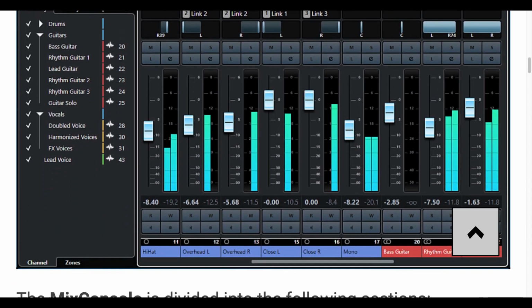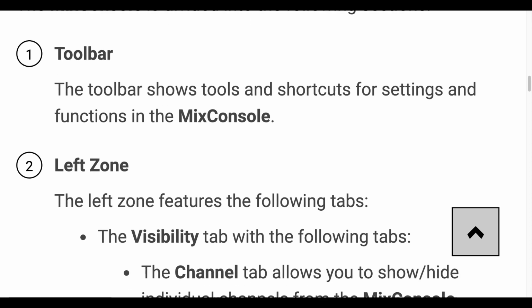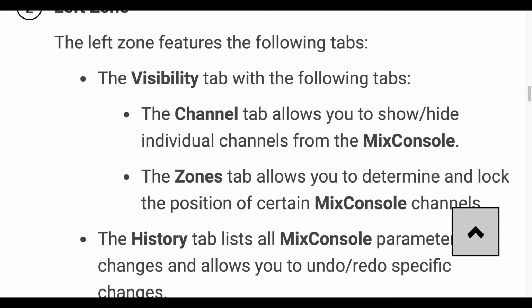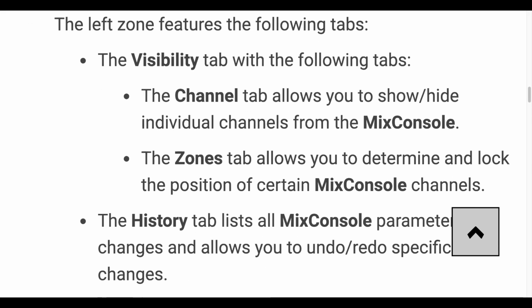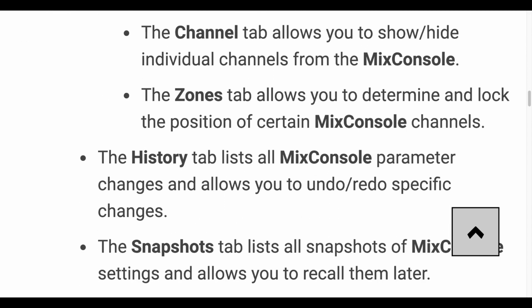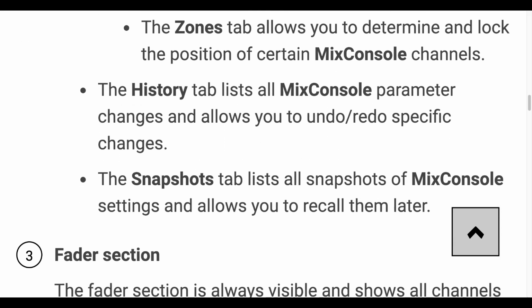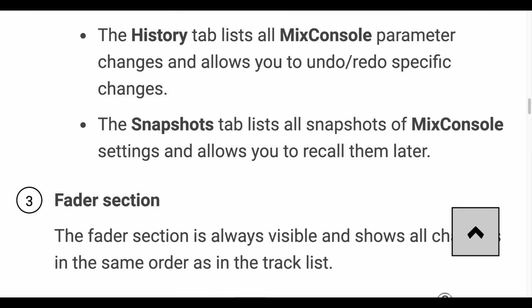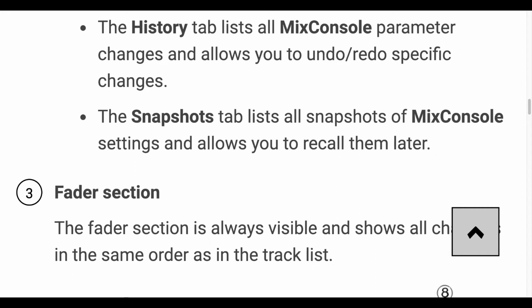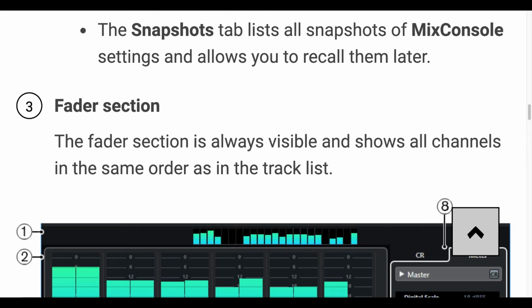The MixConsole is divided into the following sections. Toolbar. The toolbar shows tools and shortcuts for settings and functions in the MixConsole. Left zone. The left zone features the following tabs. The Visibility tab with the following tabs. The Channel tab allows you to show/hide individual channels from the MixConsole. The Zones tab allows you to determine and lock the position of certain MixConsole channels. The History tab lists all MixConsole parameter changes and allows you to undo/redo specific changes. The Snapshots tab lists all snapshots of MixConsole settings and allows you to recall them later.